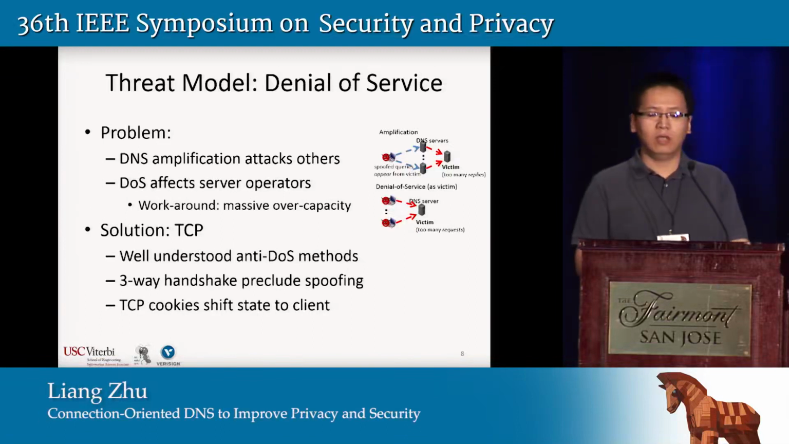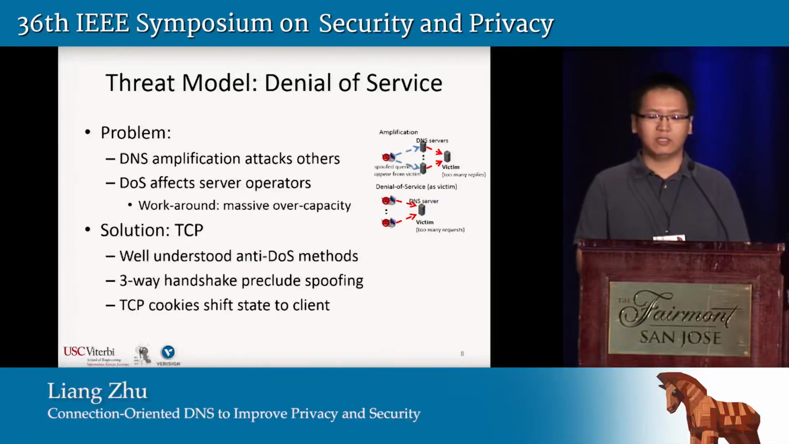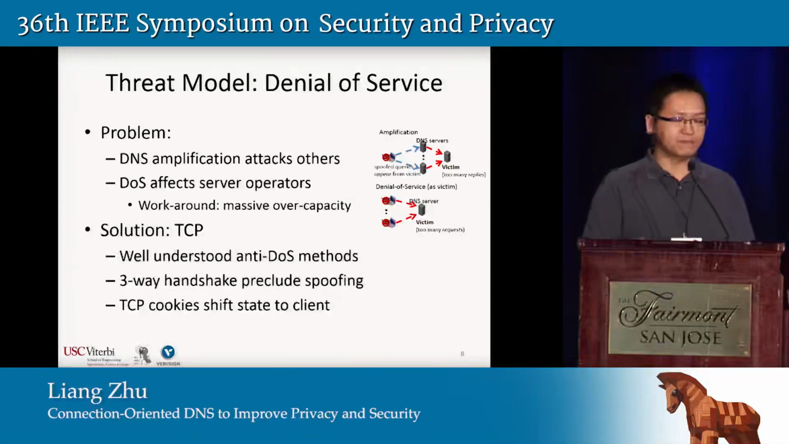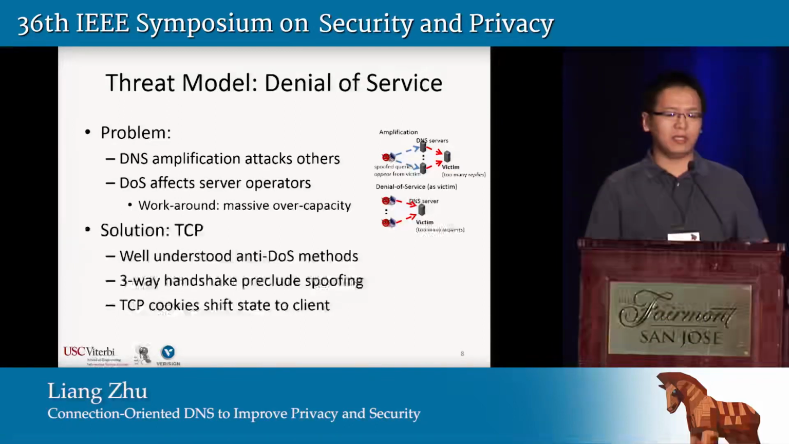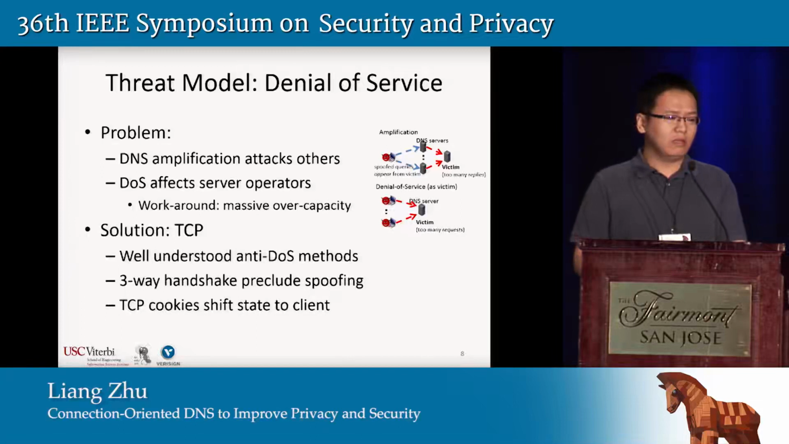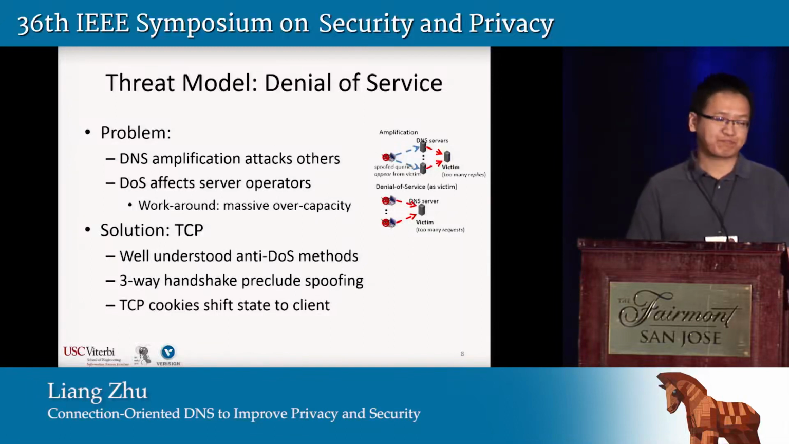The other attack is a denial of service attack on the server itself. Here we want to deal with both of these problems. TCP has well-understood techniques to deal better with denial of service attacks. For example, the three-way handshake can actually prevent spoofing.